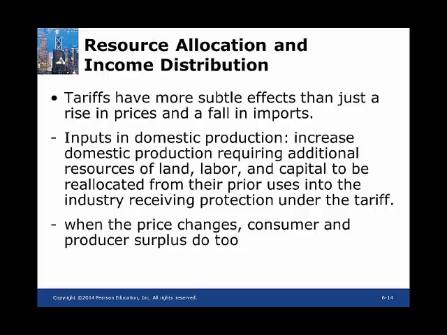Resource allocation and income distribution. Tariffs have more subtle effects than just a rise in prices and a fall in imports. Inputs in domestic production: increased domestic production requires additional resources of land, labor and capital to be reallocated from their prior uses into the industry receiving protection under the tariff. When the price changes, consumer and producer surplus changes too.